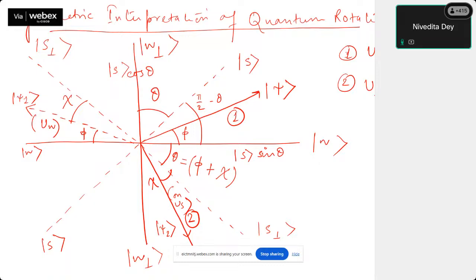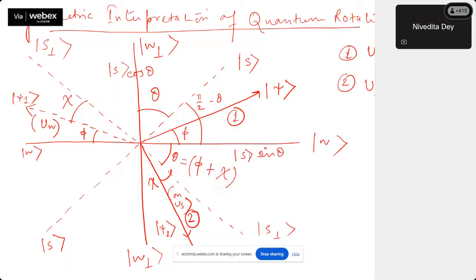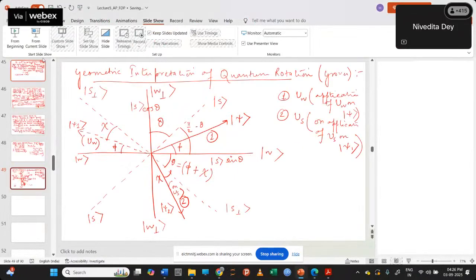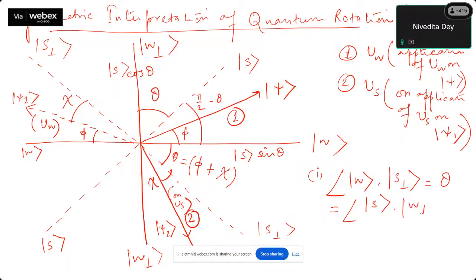So let me just write it down. So the angle between W and perpendicular of S, or the superposed one, is theta. And this is equal to the angle between S and perpendicular of W. So this is also theta, and which is equal to phi plus lambda.